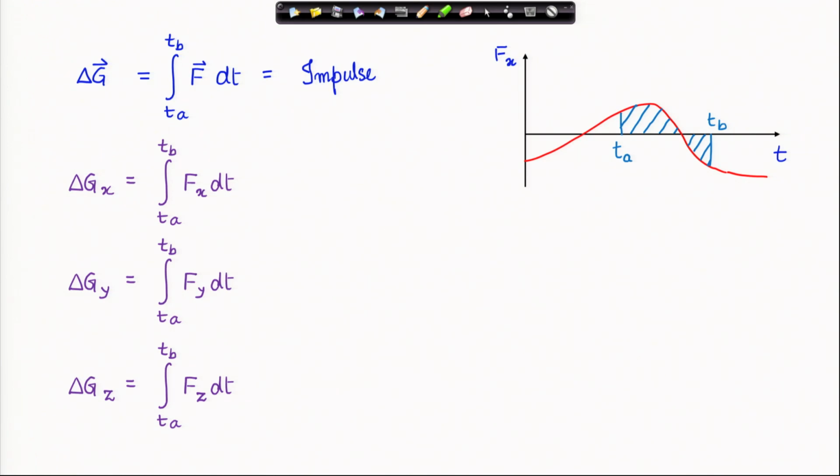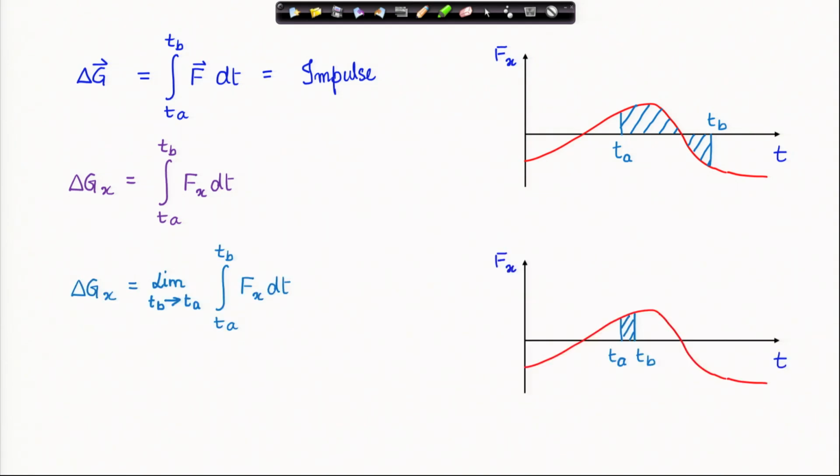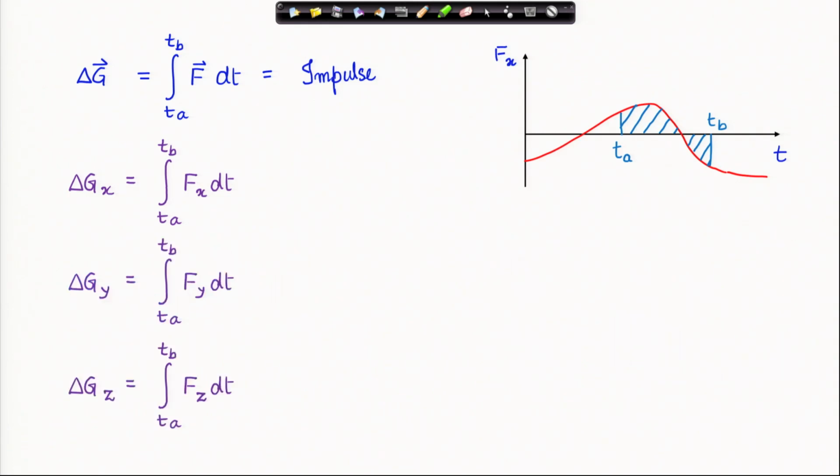Let us focus on the first part, the x direction. On the right hand side, I have the force acting in the x direction, and I am integrating this force from T_A to T_B.